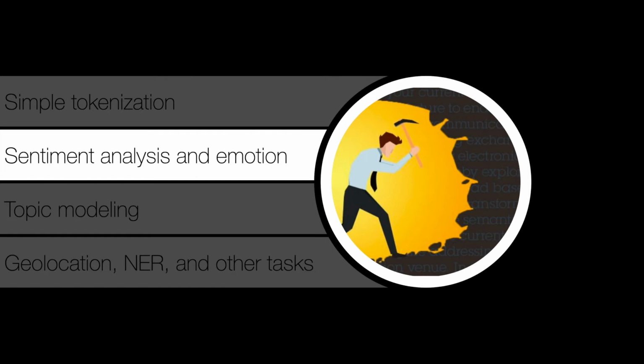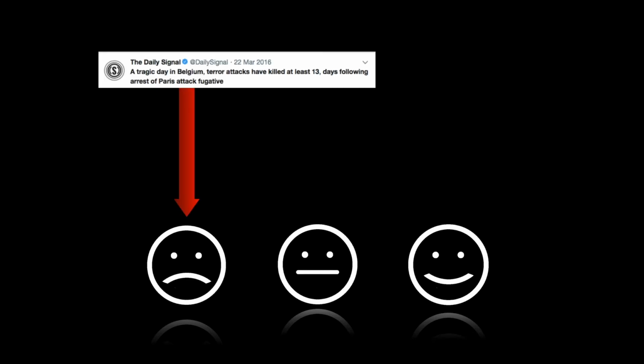Moving on to sentiment analysis and emotion. So what is sentiment analysis? From a very high level, it's this idea of ascribing some sort of feeling to the content that we're looking at. So here, in this example, "A tragic day in Belgium, terrorist attacks have killed at least 13." There's clearly some sort of negative mood or negative emotion, some sort of negative feeling expressed here.